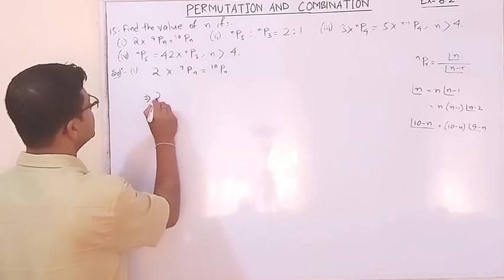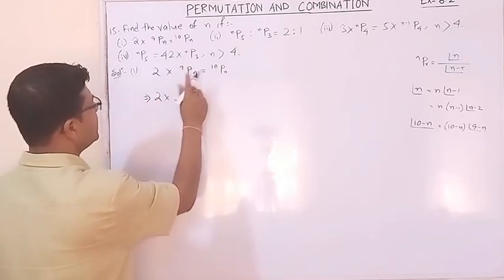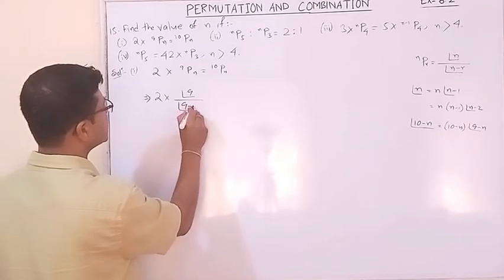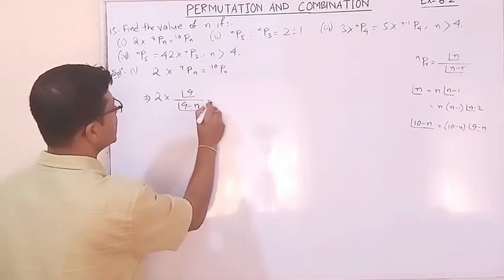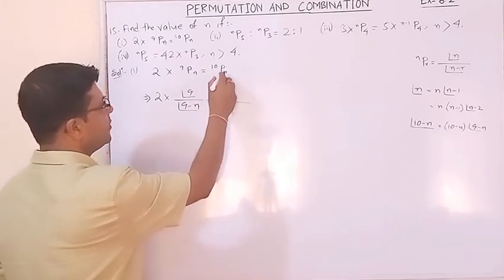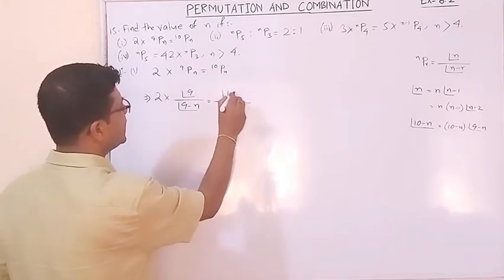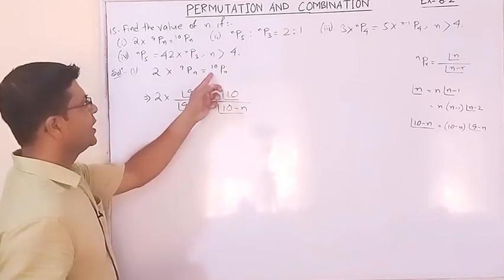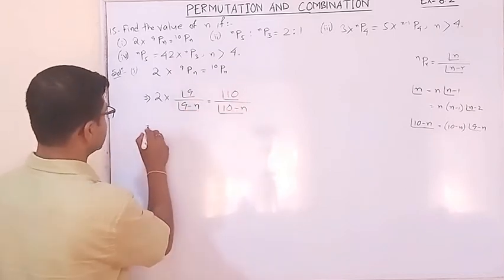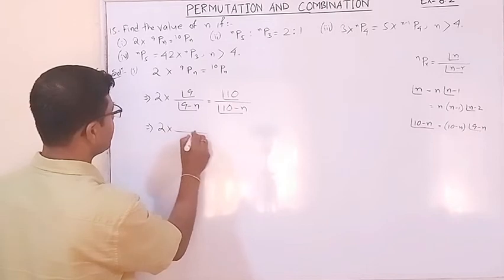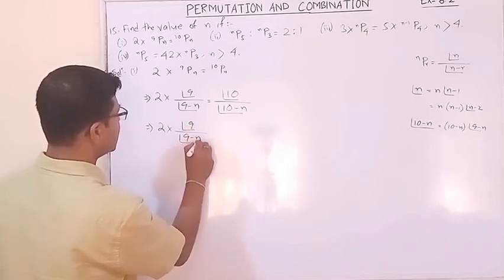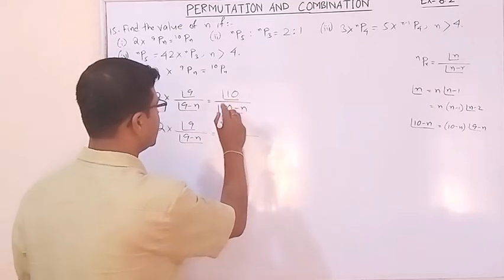So this is 2 into what is nPr? 9Pn is factorial 9 divided by factorial 9 minus n, and this again nPr, so factorial 10 divided by factorial 10 minus n. Okay, this is 2 factorial 9 minus n. Let us expand it here.